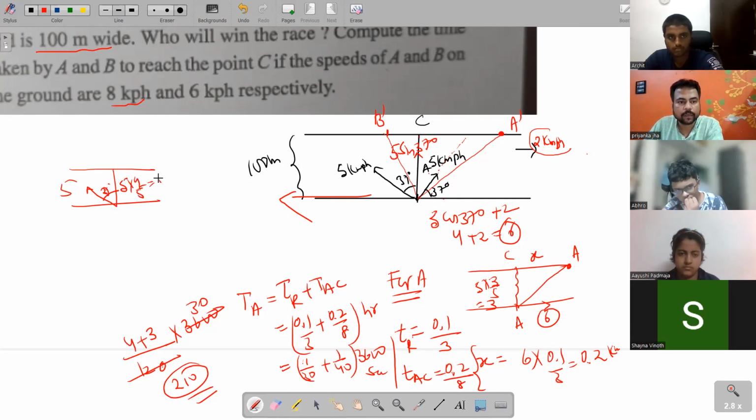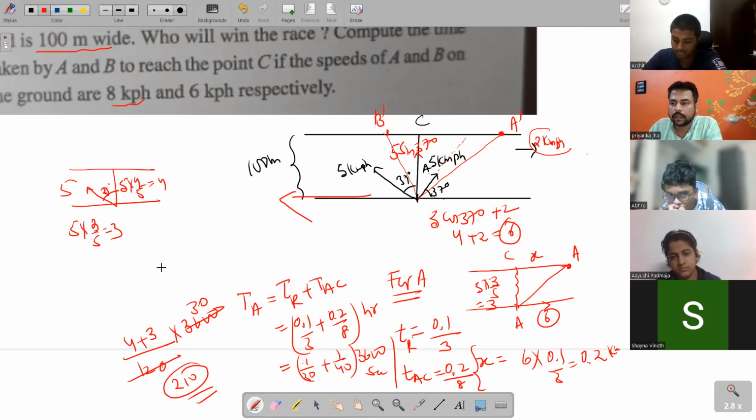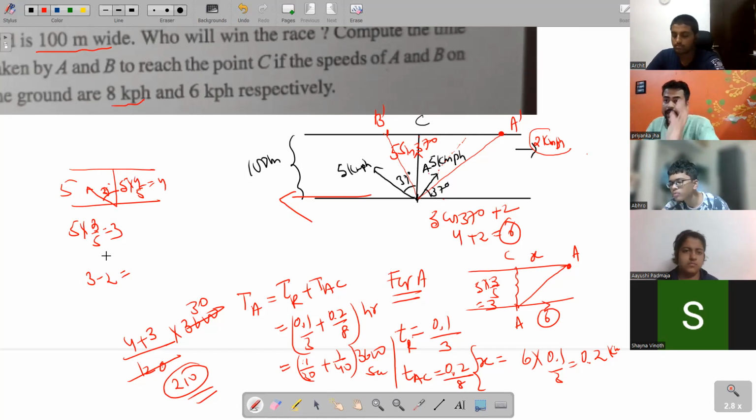That is 4 by 5. And this will be 5 sin 37, so this is 3. Right. So net would be 3 minus 2, because the river will try to take it to the right, but it has higher velocity. So net would be 1 kilometer per hour. So with 1 kilometer per hour, it will come over here. So it will have some drift.